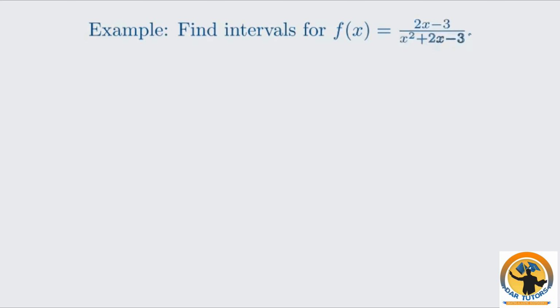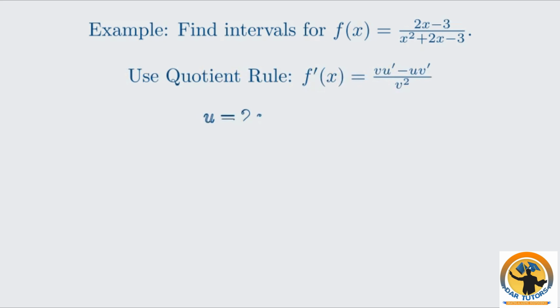Let's consider a more complex example involving a rational function. We'll find the intervals of increase and decrease for f of x equals the quantity (2x minus 3) divided by the quantity (x squared plus 2x minus 3). First, we need to find the derivative using the quotient rule. The quotient rule states that the derivative of u over v is (v times u prime minus u times v prime), all over v squared.